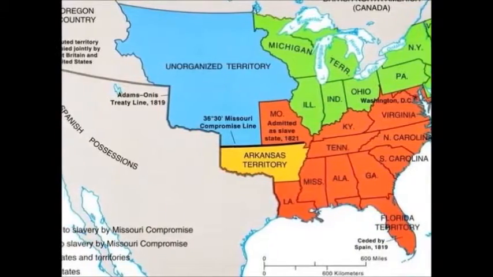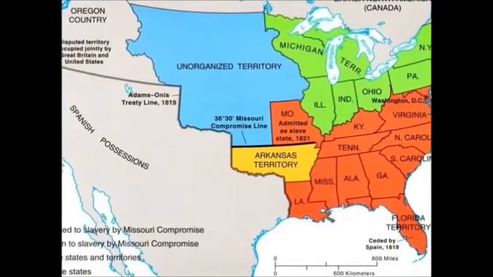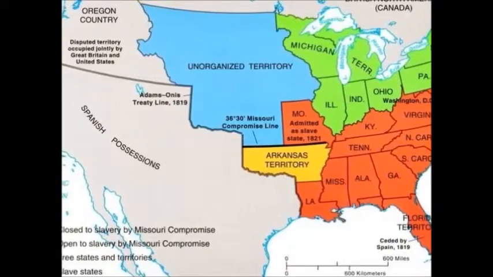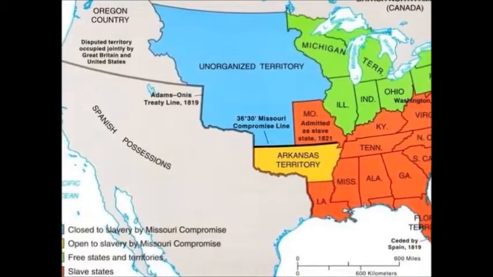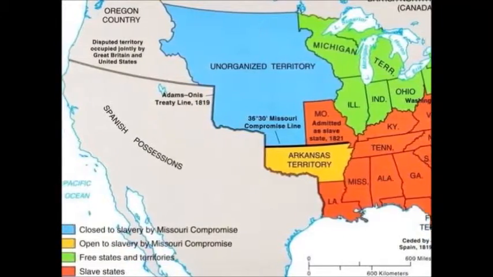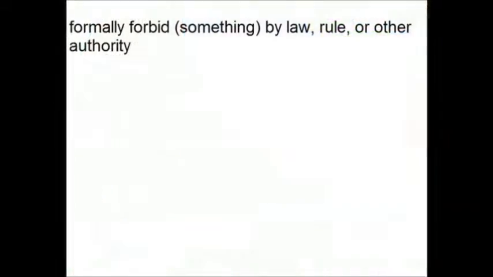The compromise was that we allowed Missouri to come in as a slave state and then to allow Maine to come in as a free state, thus keeping the balance of power in the Senate equal. We also decided that there would be an imaginary line from the 36-degree 30-minute line running across the country that would prohibit any slave states from coming into the Union above that line. The definition of prohibit is to formally forbid something by law, rule, or other authority.